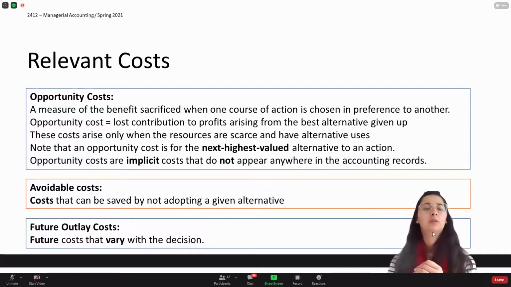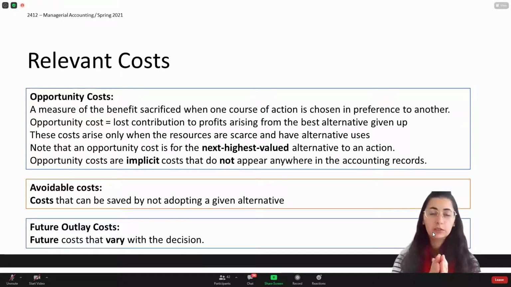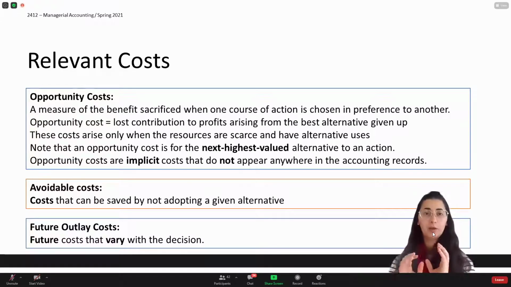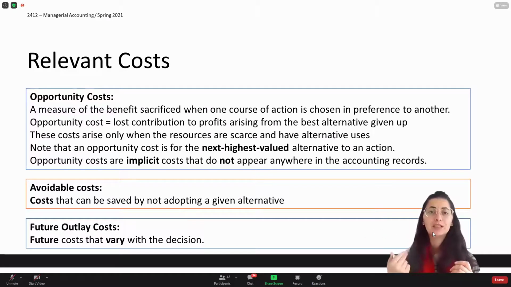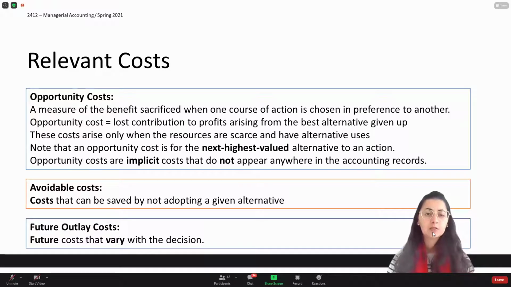This is relevant when I'm comparing the two options of product A and product B. I have to consider opportunity costs and also these avoidable costs, costs that I can avoid by choosing another alternative. And then we have future outlay costs. So these future outlay costs are future costs that vary with the decision.